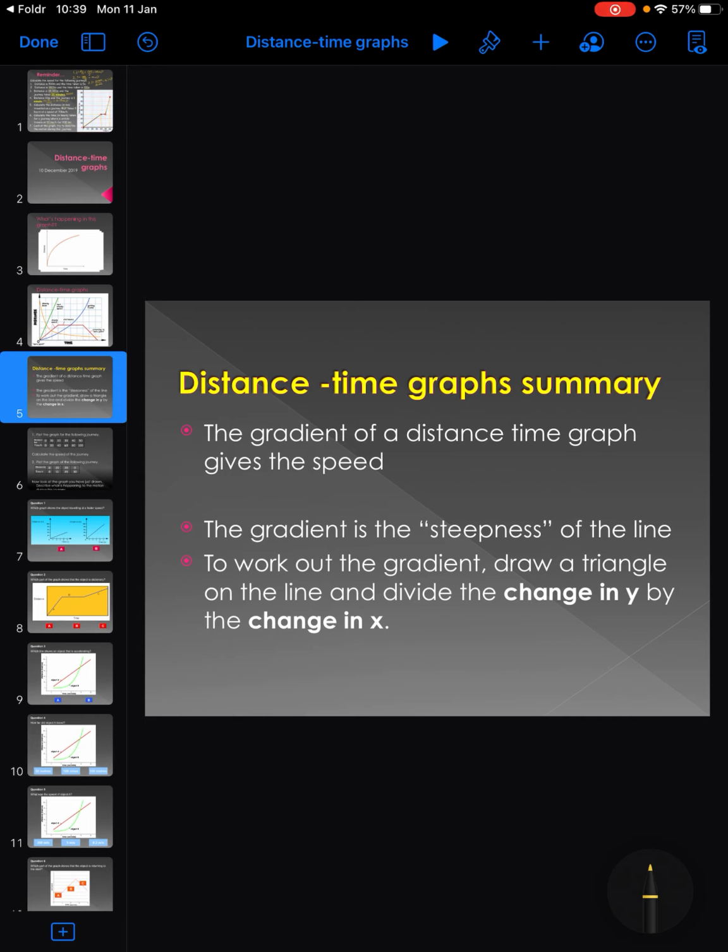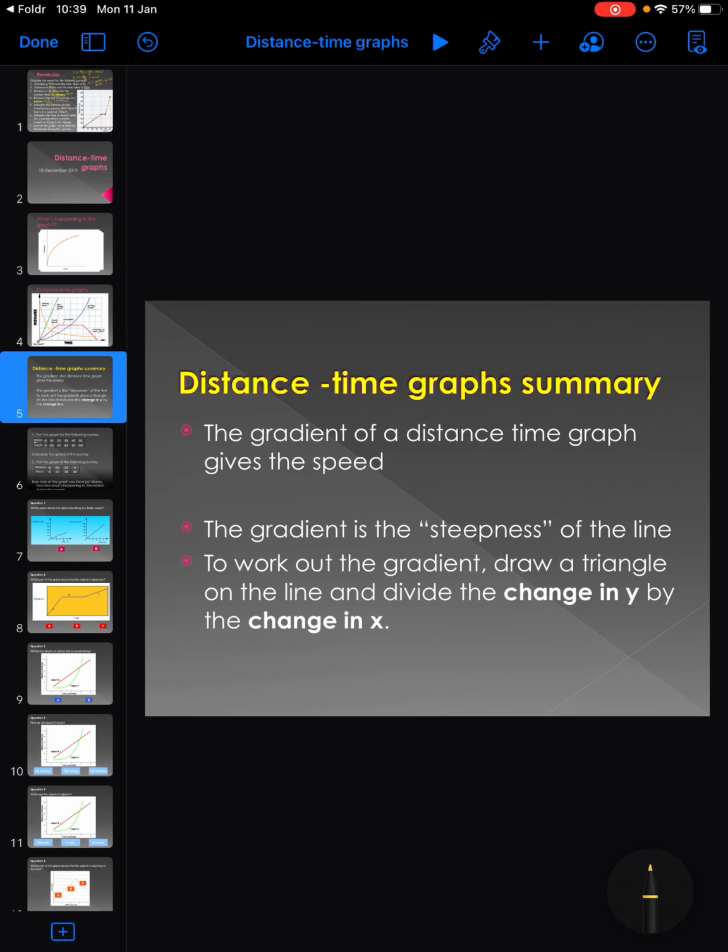And this is all about something called the gradient, which I know you've done in maths. So if you are thinking, I don't remember this, please find it in your maths book and read up, because you need to be able to do this in physics as well. So the gradient of a distance time graph gives the speed.